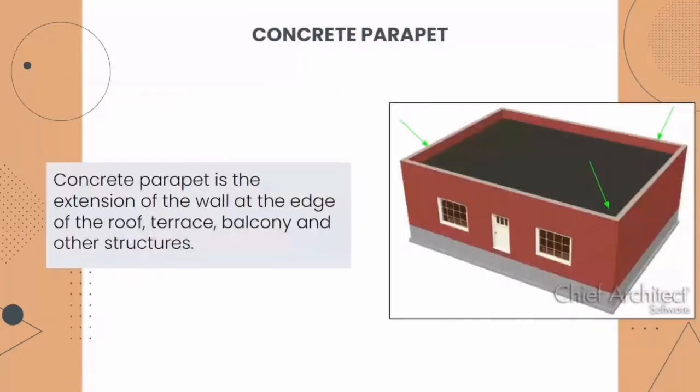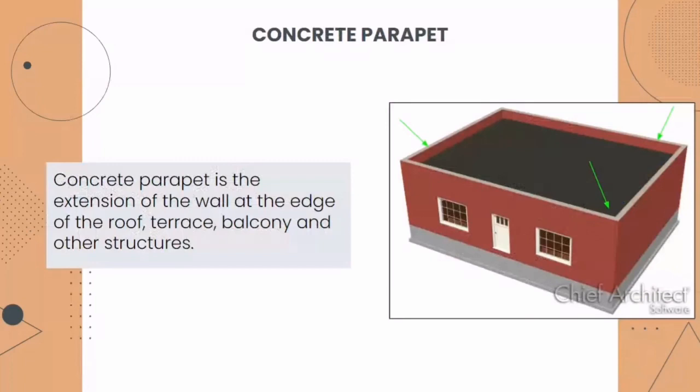So let's move on to concrete parapet. From the picture on the right side, you can see the neon green arrow pointed at the side of the roof, and that is actually the roof concrete parapet. So the concrete parapet is the extension of wall at the edge of the roof, terrace, balcony, and other structures.